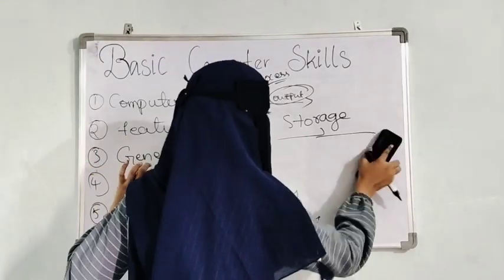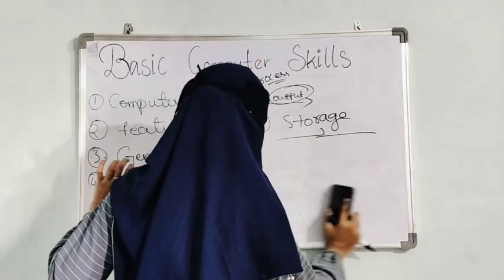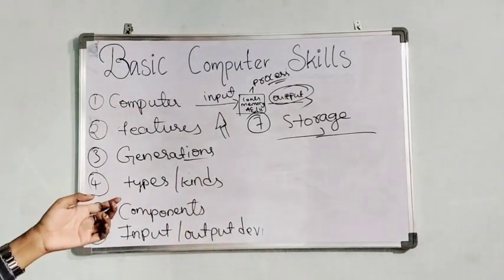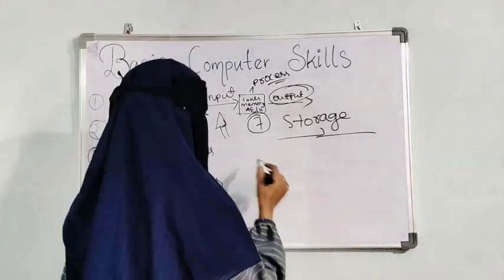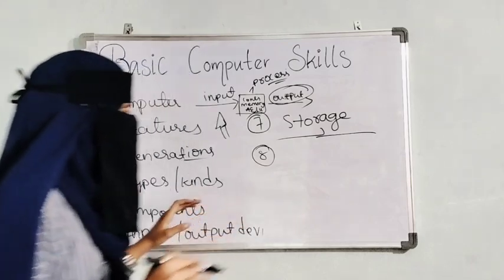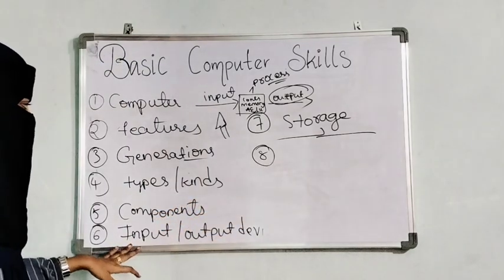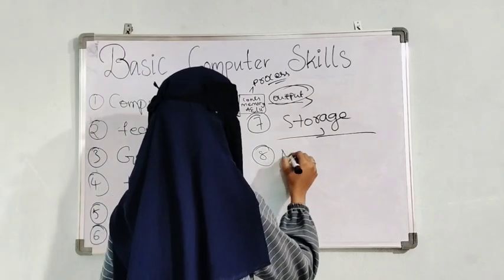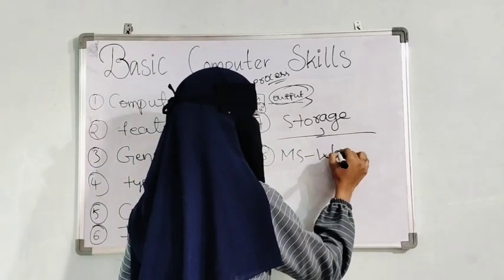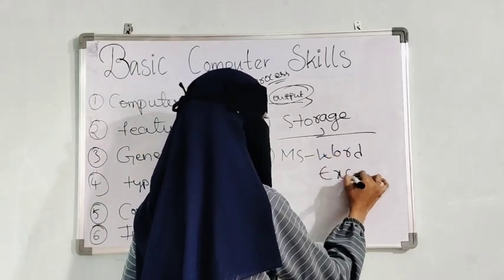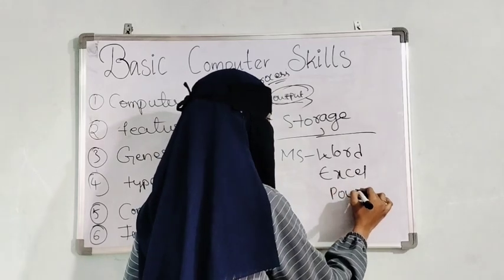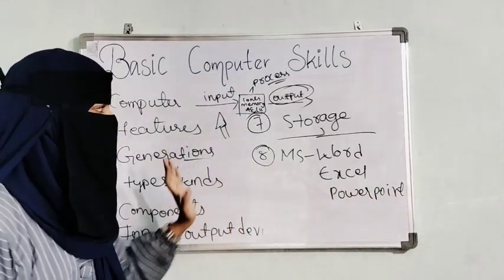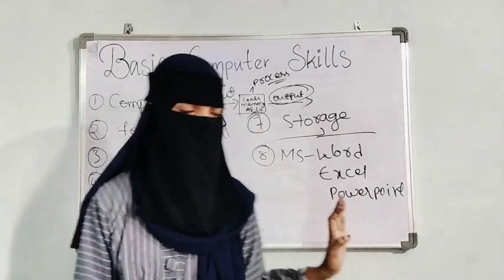Then there is the number system, but if you want to leave the number system you can. So what else do you have? Input, output, storage, Word, Excel, PowerPoint. I already said I have covered all the topics in the whole subject explanation video.